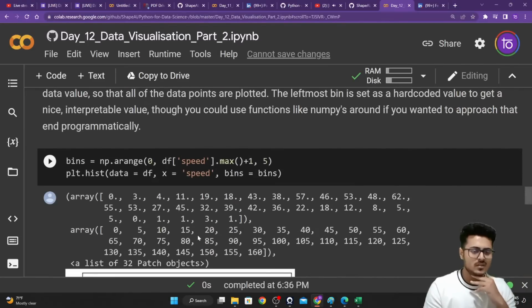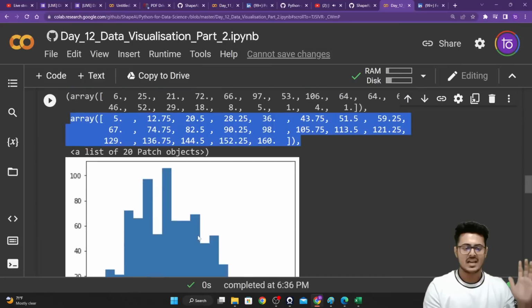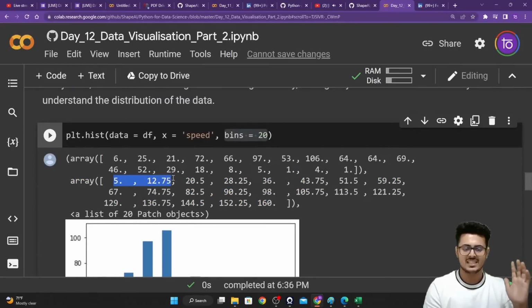Now I want to differentiate it a little bit. Instead of having the number of bins fixed, I want 20 bins. But as you're able to see in these 20 bins, the range is very different, very awkward. 5 to 12.75, what does that mean? Usually if I want to create bins, I will create them from 5 to 10, then 10 to 15, then 15 to 20. I want bins like that. I don't know how many bins, but I want bins like this.